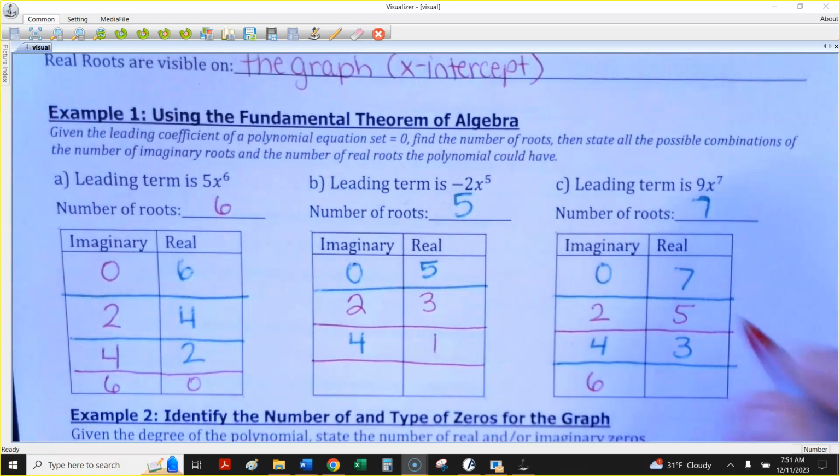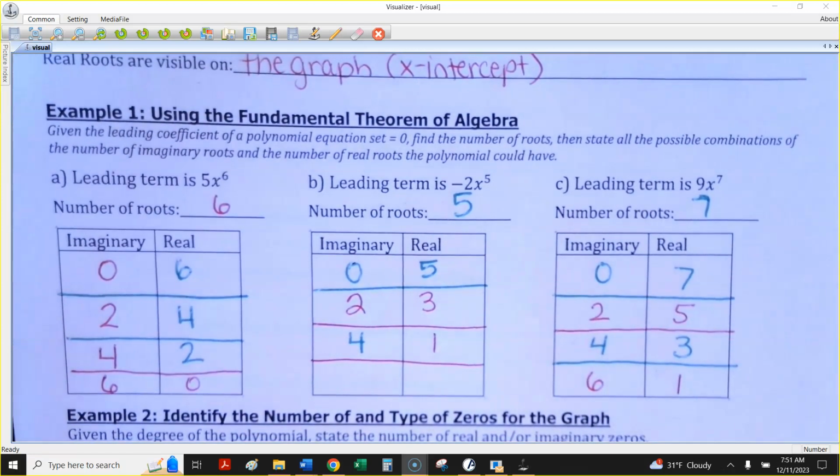How many real would I have then? Could I have 8 imaginary for that situation? No, because that would be more than the total, which is 7. So that's where we would stop. Is anybody having a question?